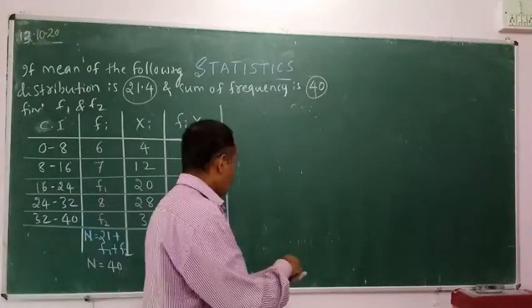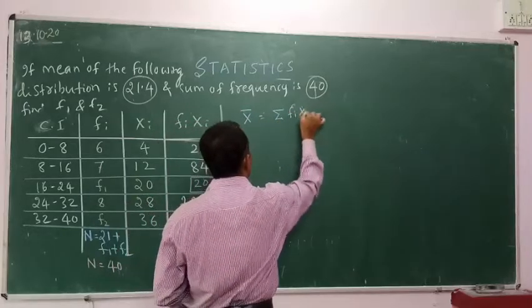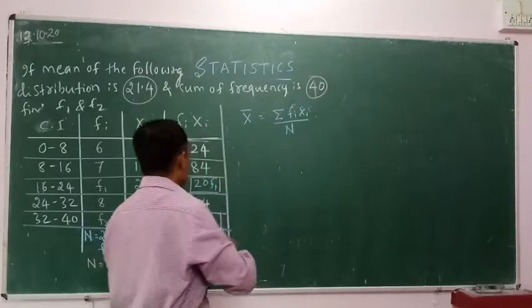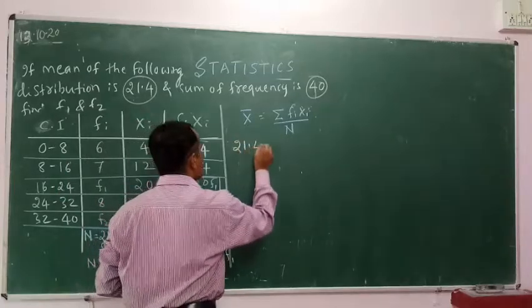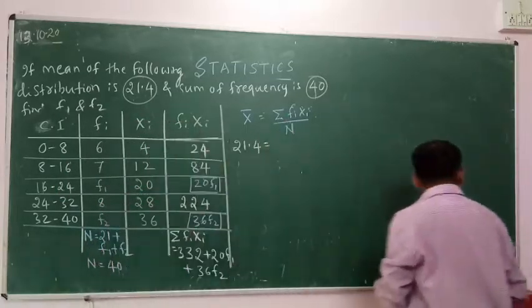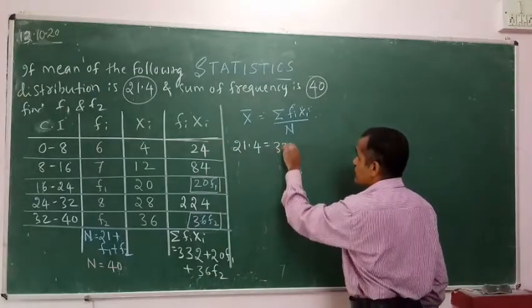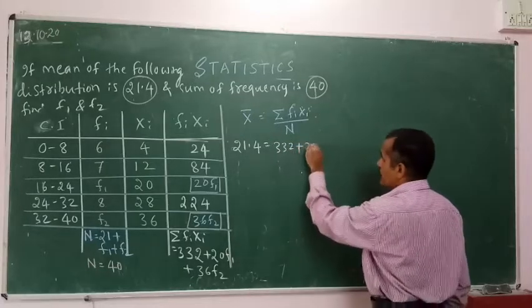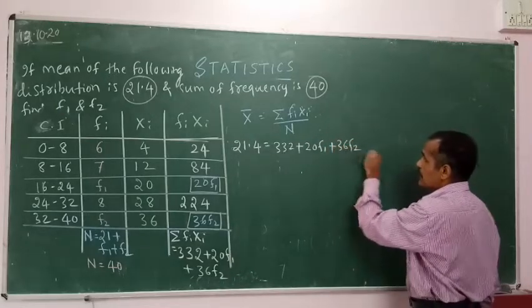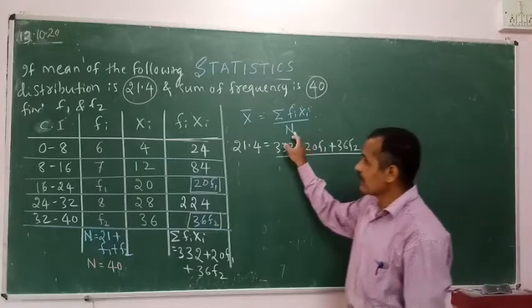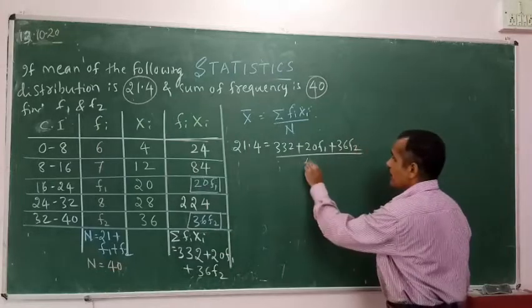I can go for the formula now. X bar is equal to summation fi xi divided by n is the formula. X bar is given as 21.4. So 21.4 is equal to summation fi xi, which is 332 plus 20 f1 plus 36 f2, all divided by n. There are two values for n; prefer this one, n is equal to 40.